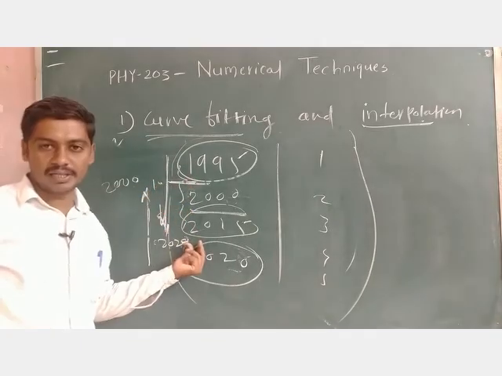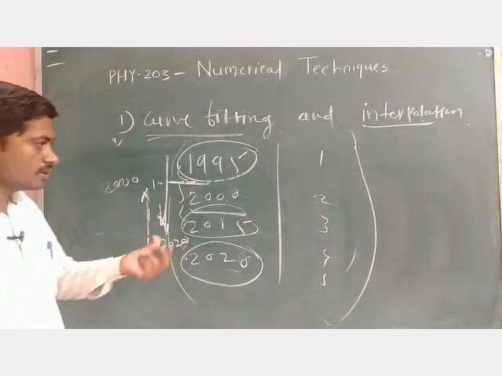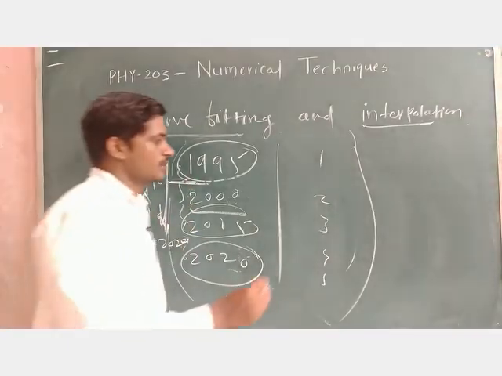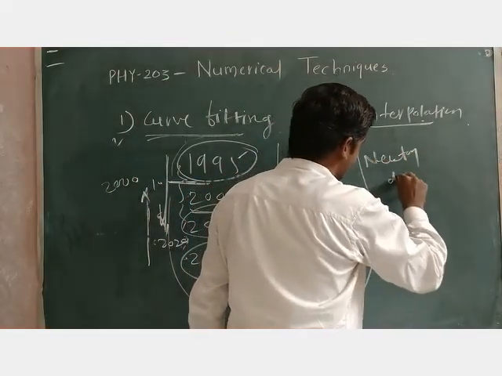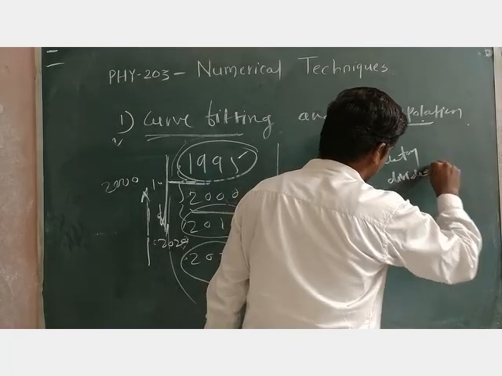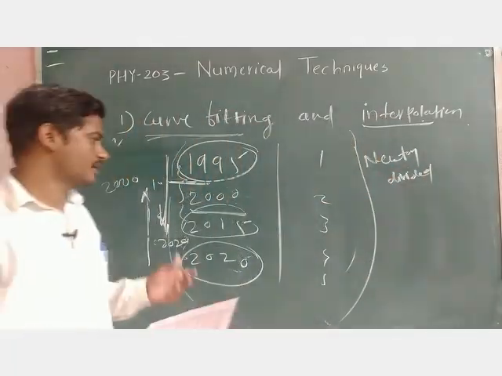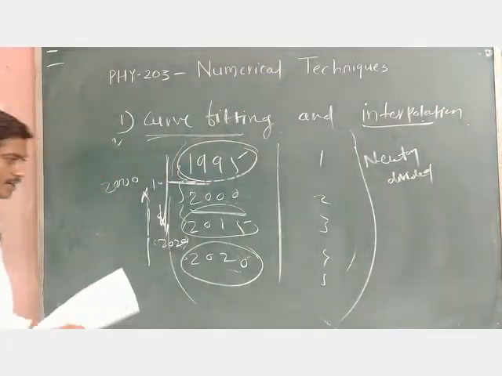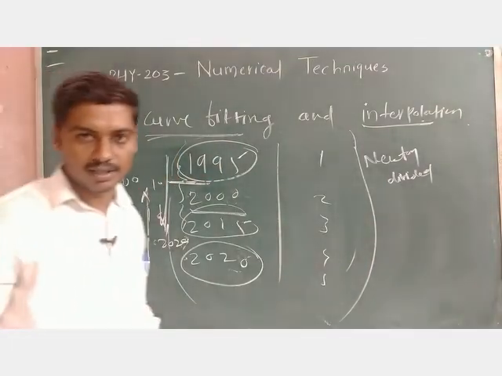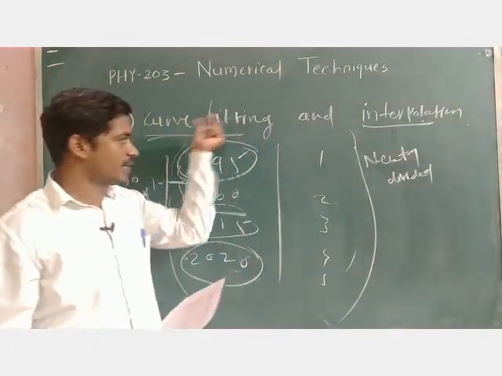So for unequal intervals we have the formula as Newton divided difference table. So for unequal intervals we are going to use the Newton divided difference formula, right? So this is all about the interpolation, right? So curve fitting and interpolation.